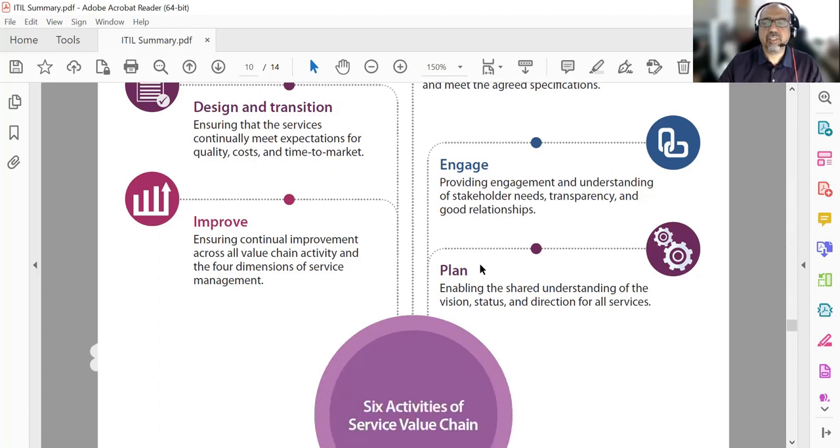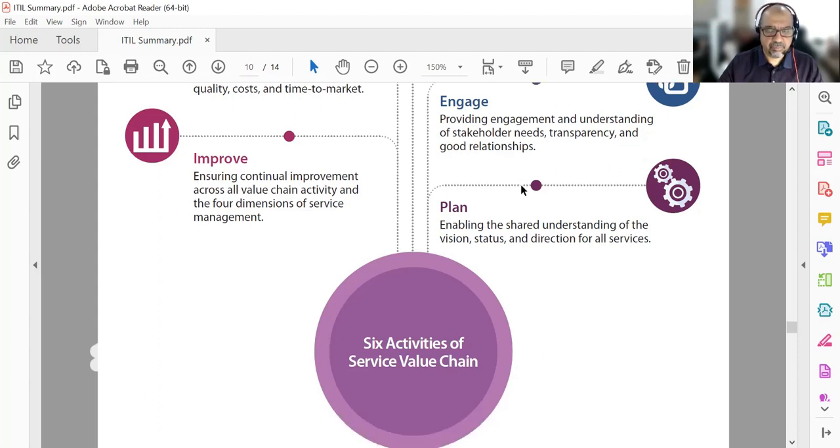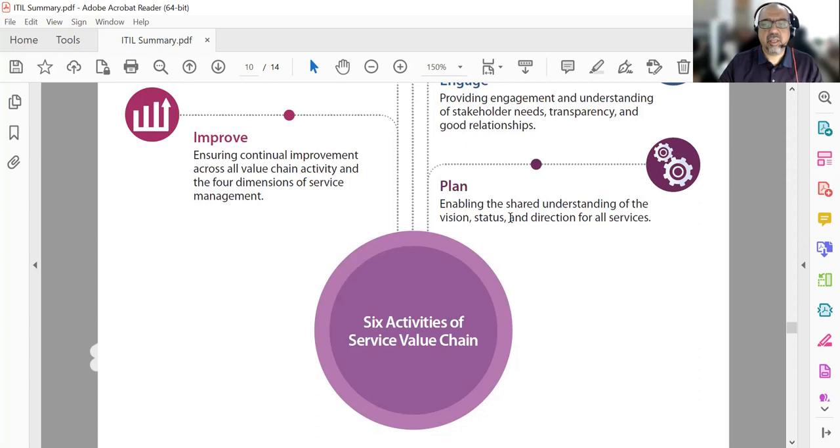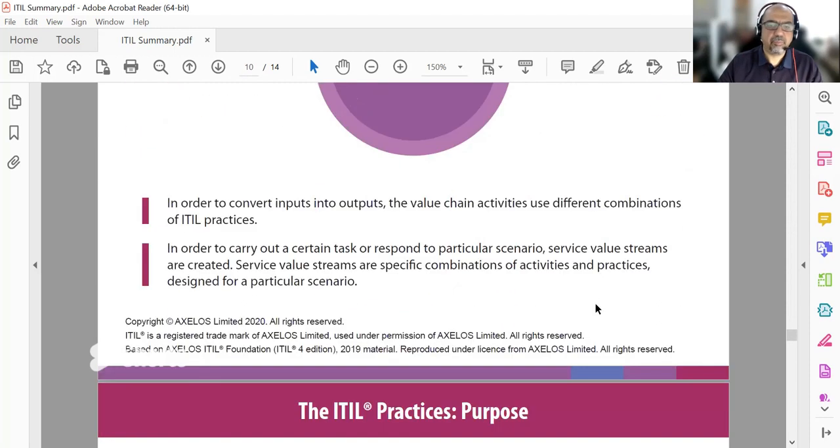Engage: providing engagement and understanding of stakeholder needs, transparency, and good relationships. Plan: enabling the shared understanding of the vision, status, and direction for all services. Again, I'm reading the definitions for the sake of the exam and to reinforce the information we covered before.